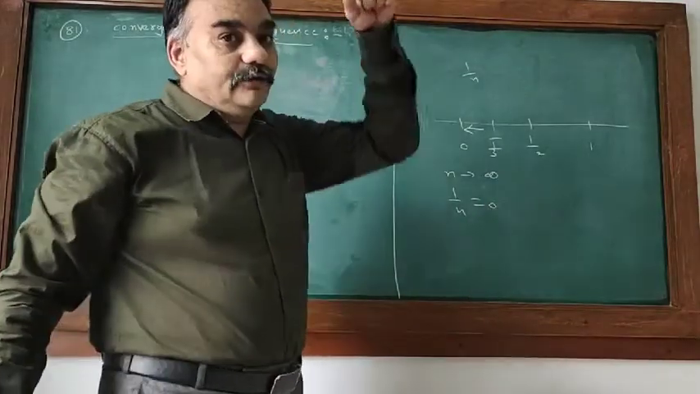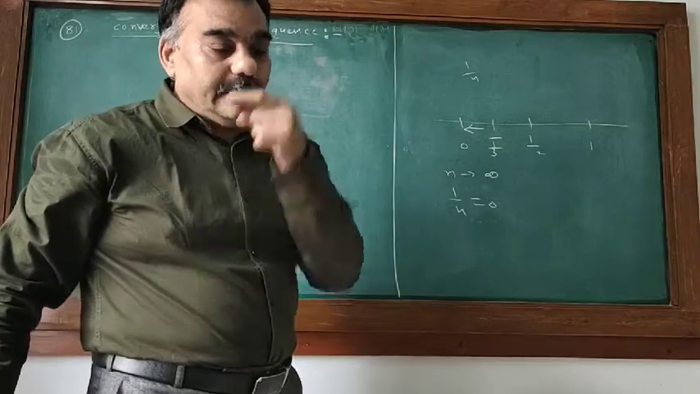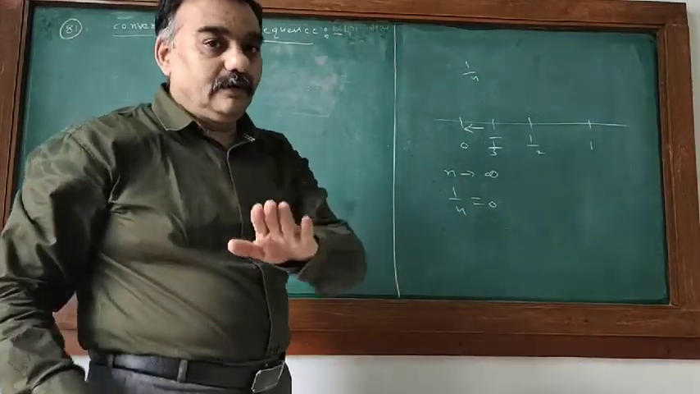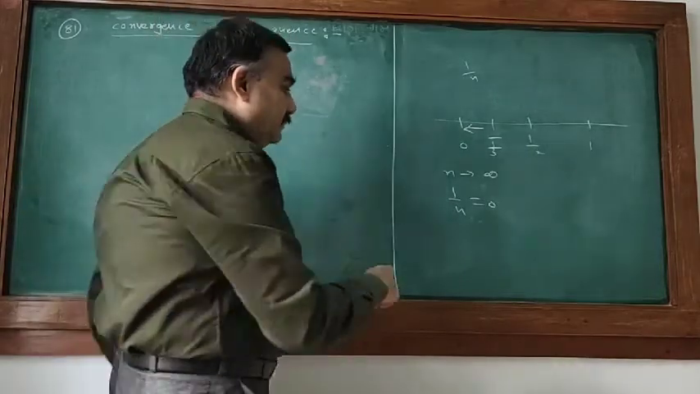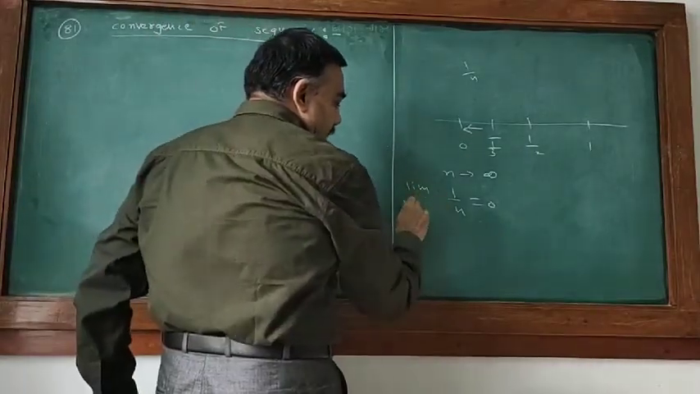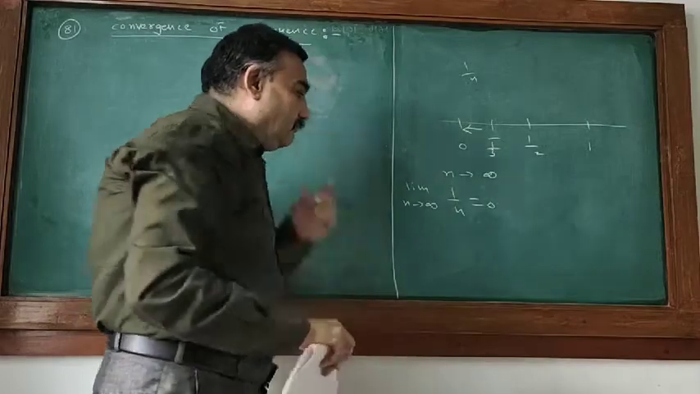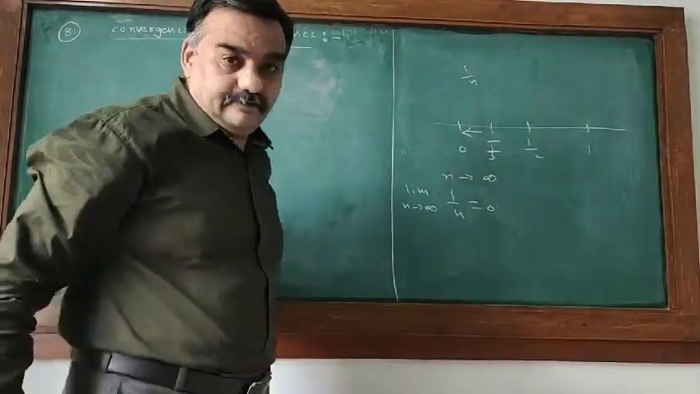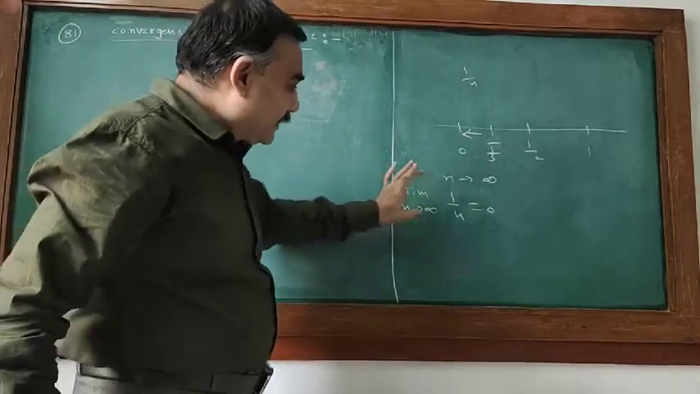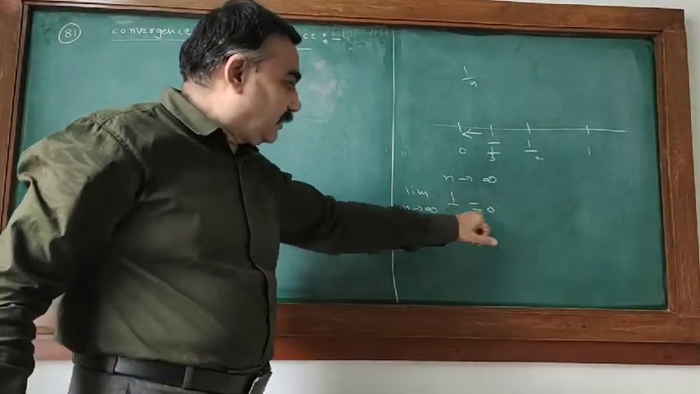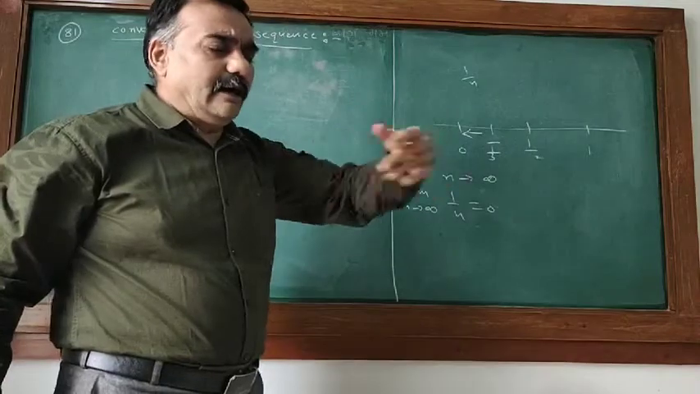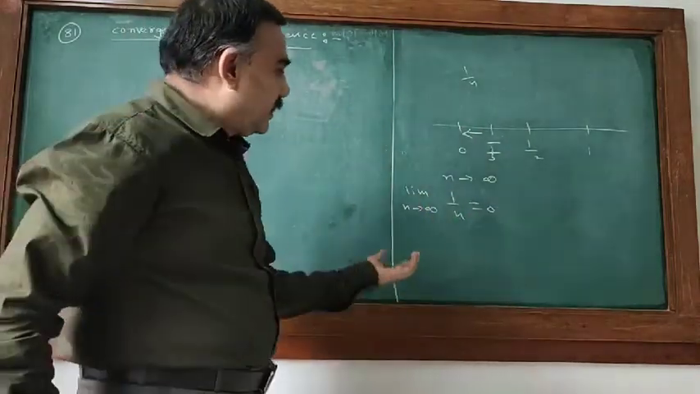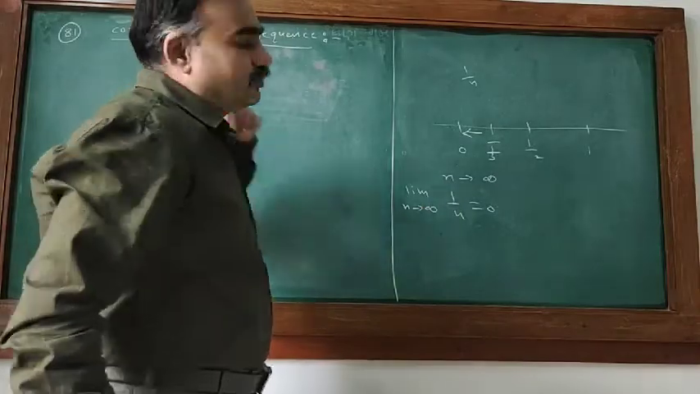But we are actually very near to 0, and so we say that limit n tends to infinity, 1 upon n is 0. What it means? It means that as n tends to infinity, 1 upon n equal to 0. But I will explain this as we go further in the study. Right now we are talking about the convergence of sequence.